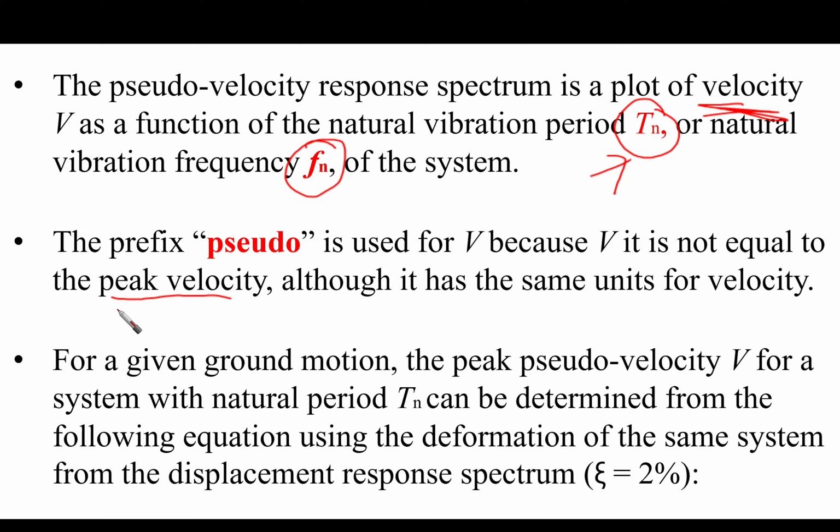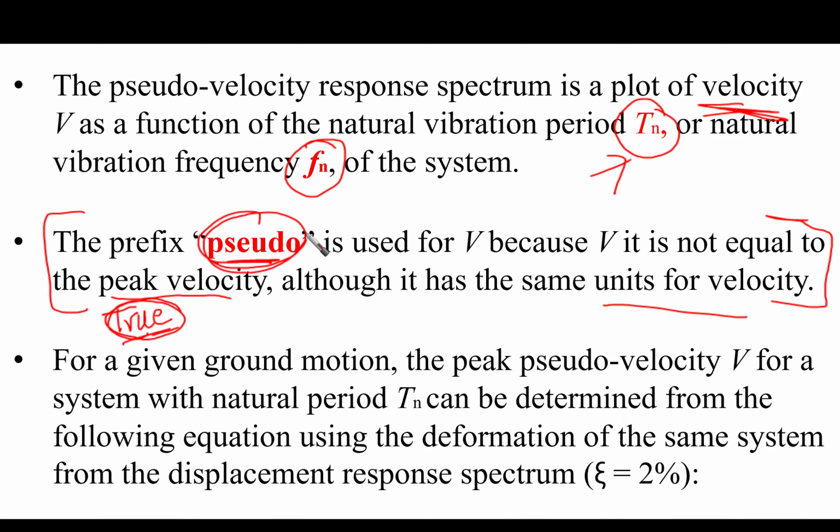We call it peak velocity, or better, the true peak velocity, although it has the same units for velocity. I'm going to explain about it. Do not bother yourself with this term now. Just remember that the term pseudo means that it's not the true peak velocity. It is like a false one, or an approximate one. It's better to say approximate, not false. The word pseudo, I think, is a little bit misleading. We should use the word approximate here, not pseudo. But as I said, I'm going to explain this issue later.